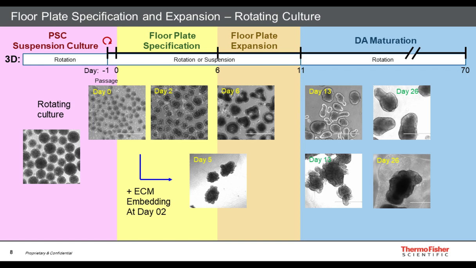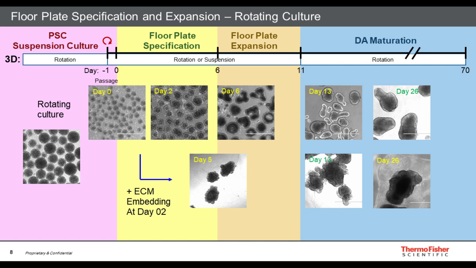So first, zooming in, the input, as I mentioned, is spheroids of iPSC cells grown in rotating culture. These are generally passaged every 4 days, but we have found that the clumps 1 day after passaging are generally the optimal size for switching to the floor plate specification media. So that is what they look like on day 0 when we switch to specification.